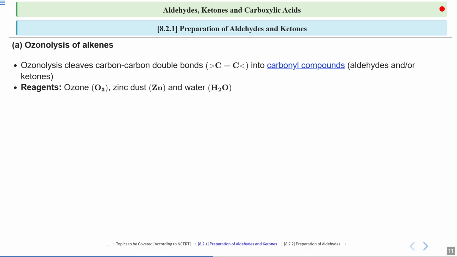To carry out this process, we need specific reagents. The primary reagent is ozone, O3, which acts as an oxidizing agent. We also use zinc dust and water to facilitate the reaction. The intermediate ozonide is then treated with zinc dust and water, which further breaks it into aldehydes and ketones. One more important thing: zinc prevents further oxidation to carboxylic acids by removing extra oxygen.